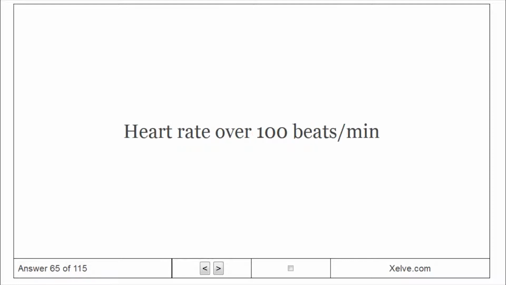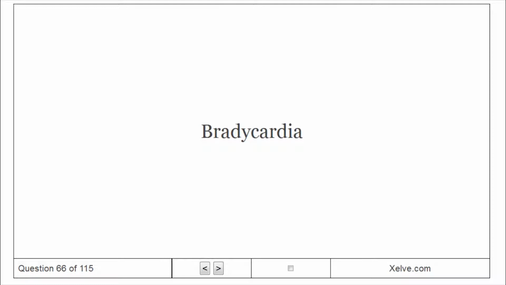Tachycardia. Heart rate over 100 beats per minute. Bradycardia. Heart rate below 60 beats per minute.